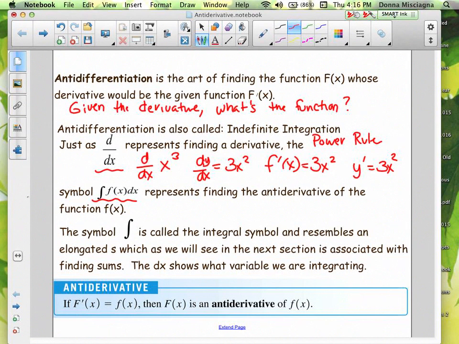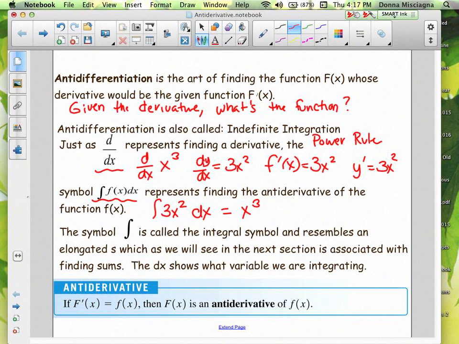Taking the antiderivative means what's the function who has 3x squared as its derivative. Okay? So the function that has 3x squared as its derivative is x cubed. Okay? So we're just going the other way.